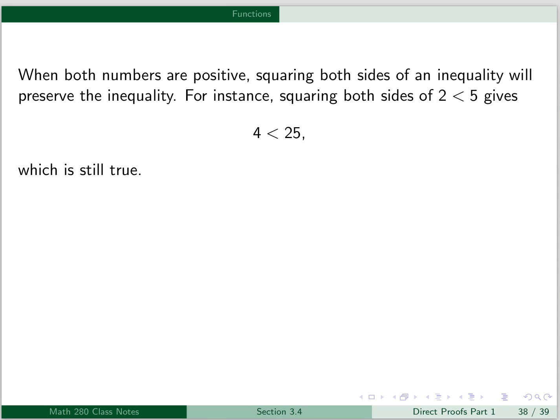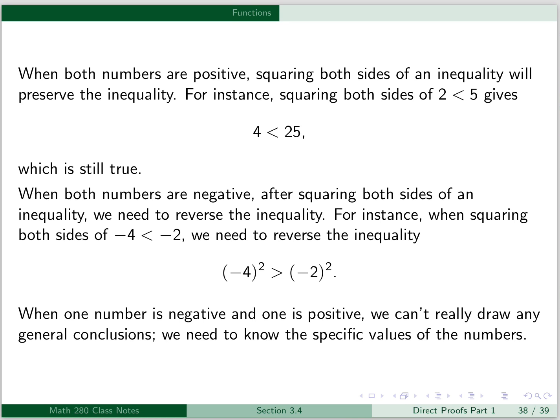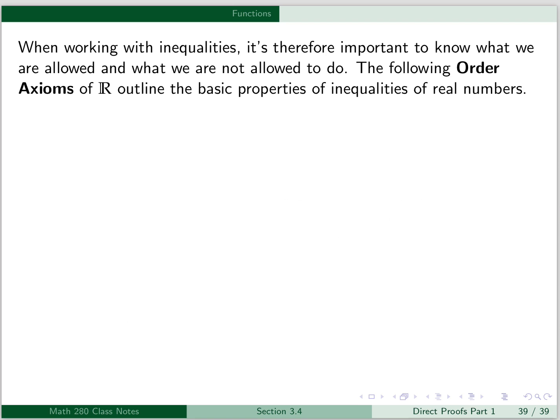So when both numbers are positive, squaring both sides of an inequality will preserve the inequality. For instance, squaring both sides of 2 is less than 5 gives us 4 is less than 25, which is still true. When both numbers are negative, after squaring both sides of an inequality, we need to reverse the inequality. For instance, when squaring both sides of negative 4 is less than negative 2, we need to reverse the inequality to obtain negative 4 squared is greater than negative 2 squared, or 16 is greater than 4. When one number is negative and the other is positive, we can't really draw any general conclusions. We'll need to know the specific values of the numbers. The point of this observation is that when you're dealing with inequalities, you need to be very careful about what operations you apply to the inequalities.